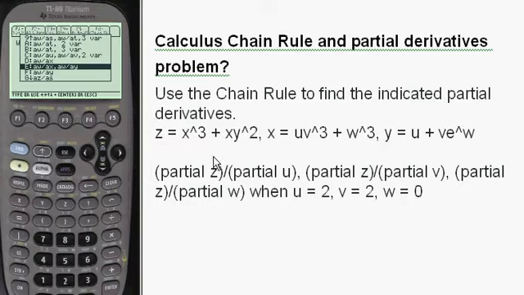Now we're going to scroll down to what they're asking for: partial of z with respect to u, partial of z with respect to v, partial of z with respect to w. I'm going to scroll down here to see if we can find that. Here's the partials of z. There it is. This is u, I guess. Very small to see.